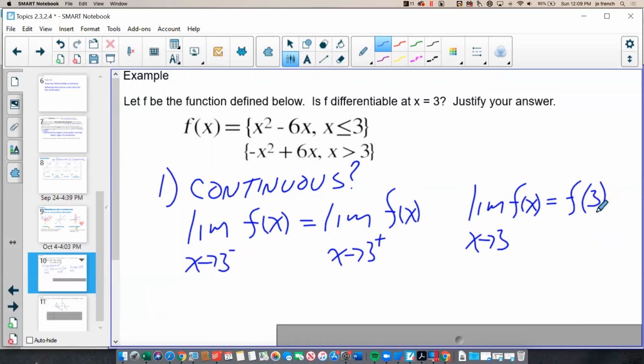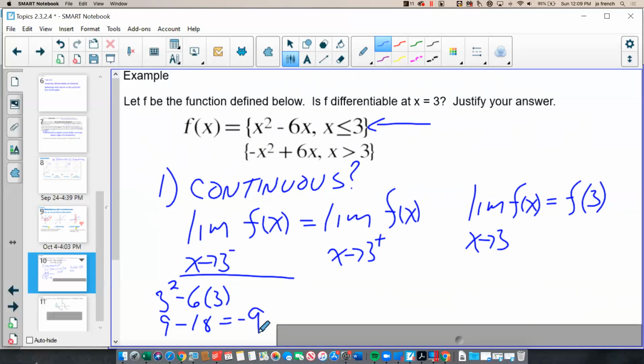So let's look at the limit first as x approaches 3 from the left. As x approaches 3 from the left, we follow the rule x squared minus 6x. And because x squared minus 6x is a continuous function, we can see what's happening as we get closer and closer to 3 by plugging 3 into the equation. So we would have 3 squared minus 6 times 3, which would be 9 minus 18, or negative 9.